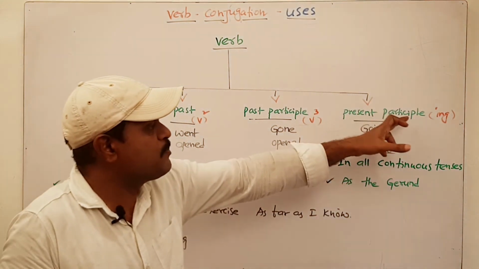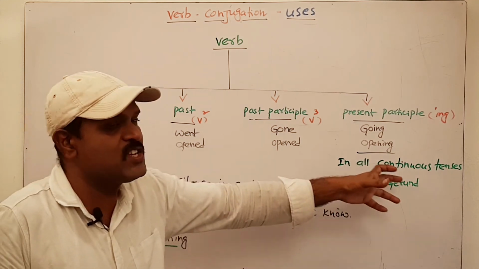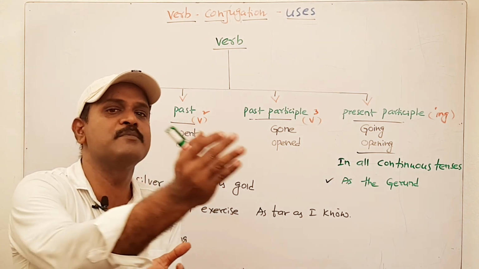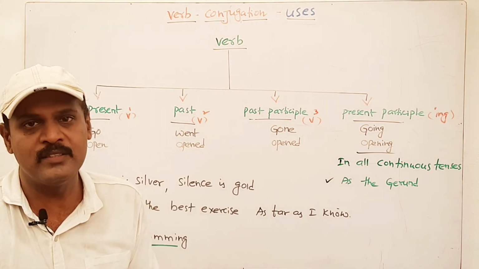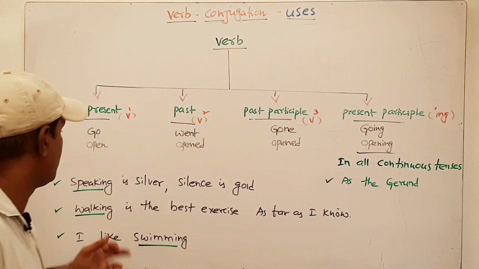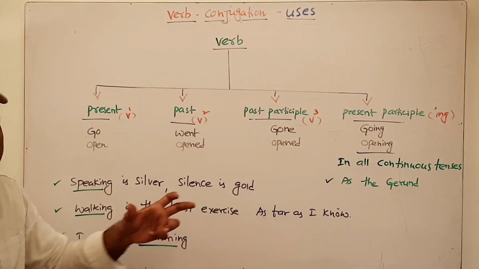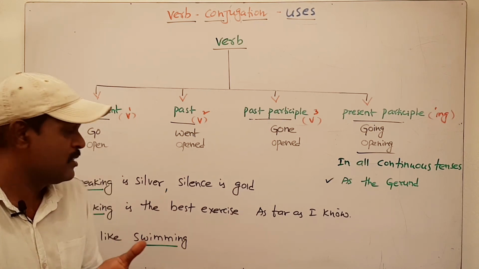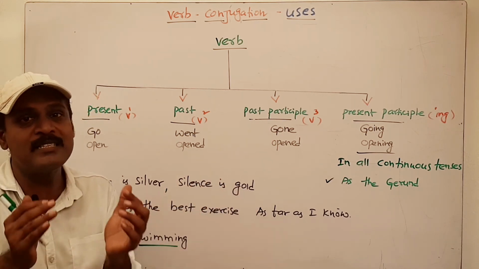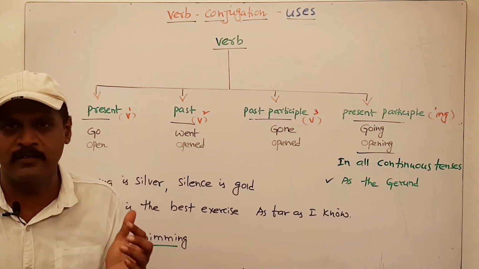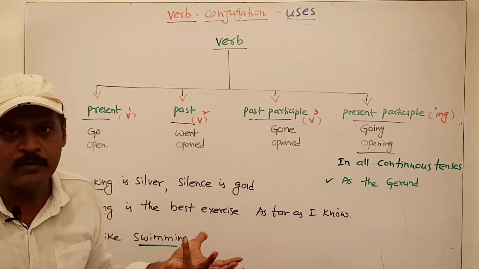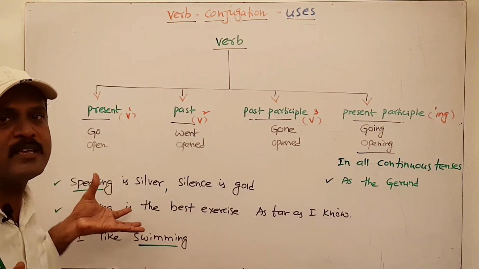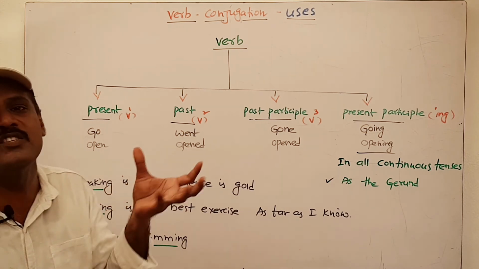Friends, the present participle form can be used as the gerund. You know what the gerund is? Gerund is an ing form. It can be used as either subject or object in any sentence. Then it is called gerund. Example: Speaking is silver, silence is gold. Here, speaking is the subject. That means the act of speaking is silver, silence is gold. That means silence is better forever. It is a proverb. So in this way, the ing form, that means present participle form, can be used in the place of subject. That's why it is called a gerund.